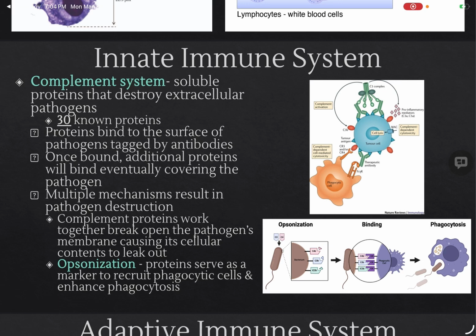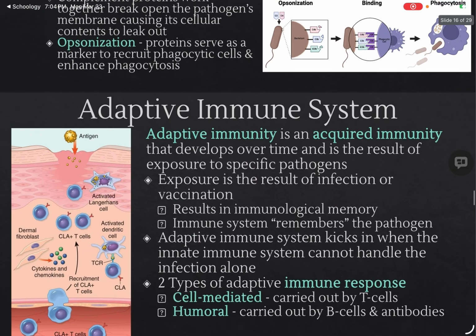One, the complement proteins work together to break open the pathogen's membrane, causing its cellular contents to leak out. And then opsonization is where the proteins serve as a marker. They will mark the cell, they will recruit phagocytic cells, and they will enhance phagocytosis.